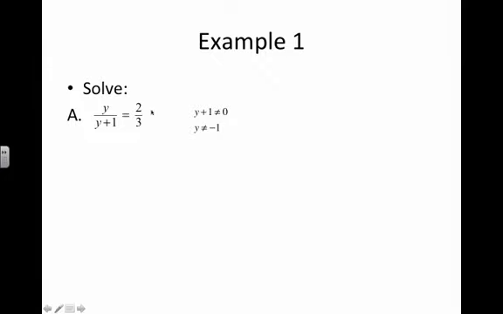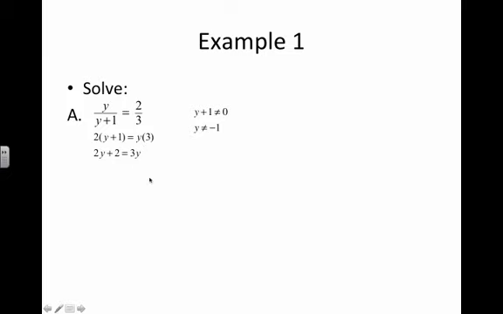Notice we've got one fraction equaling another. We can cross multiply to solve. So I'm going to have 2 times y plus 1 equals y times 3. All right, so let's do our multiplication. So we're going to have 2y plus 2 equals 3y.